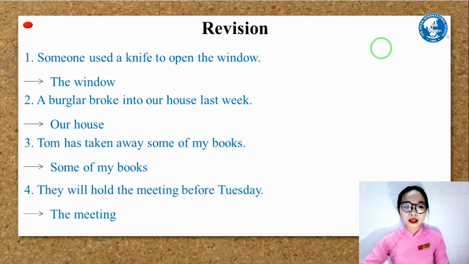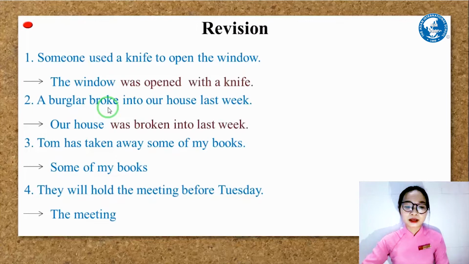In sentence number 1, the object is the window, the main verb is open, and the tense is past simple tense. So we have was opened with a knife. And in sentence number 2, the main verb is break into, and the tense is past simple tense. So we have was broken into last week. Break into in past participle form and be in past simple tense.